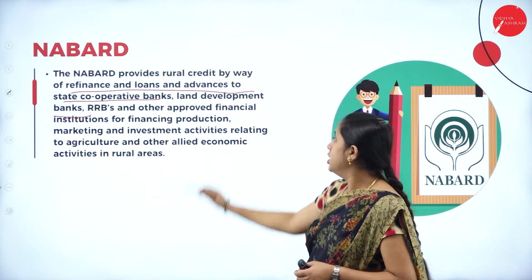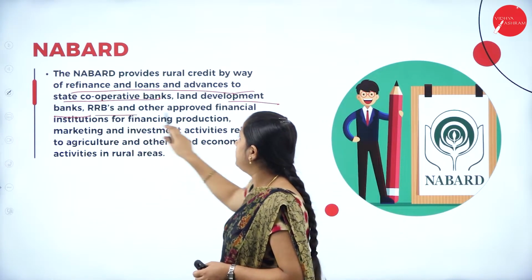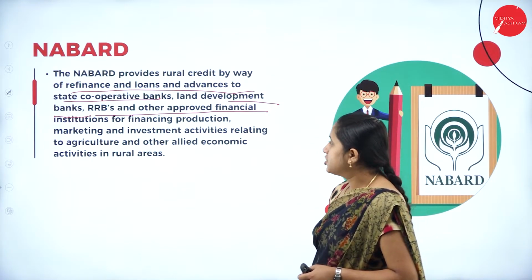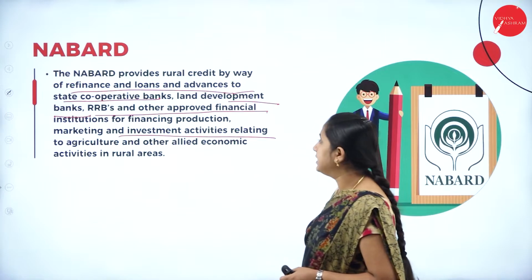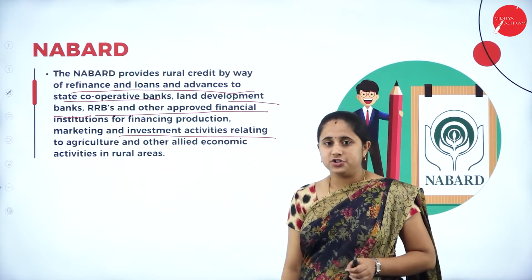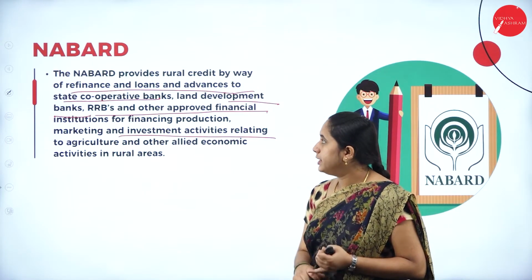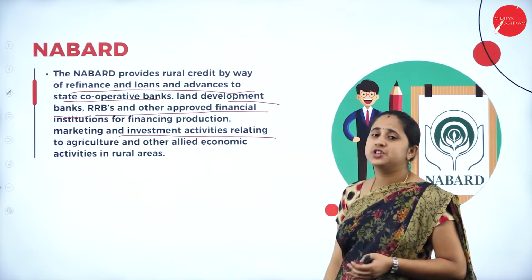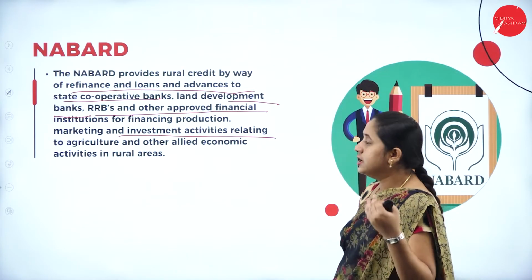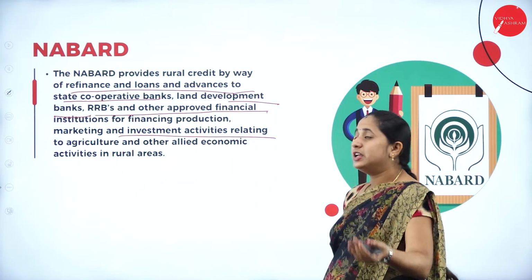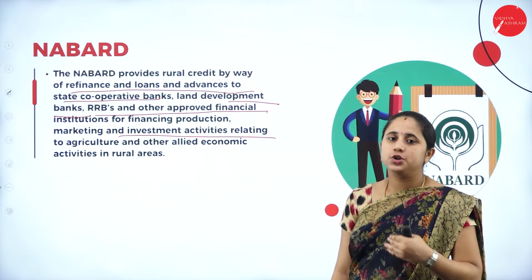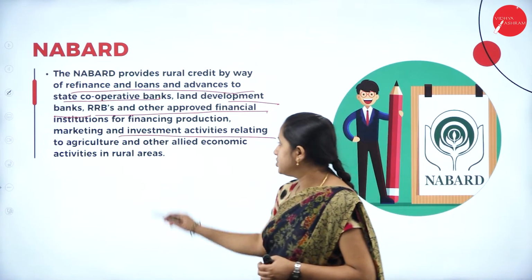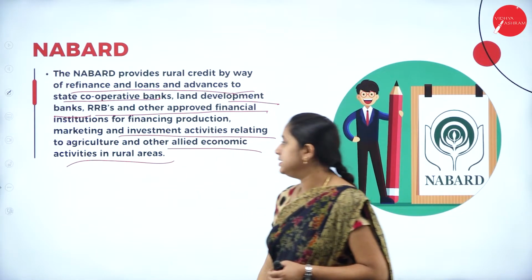Not only through the state cooperative banks, but also through land development banks, RRBs and other approved financial institutions for financing production, marketing and investment activity related to agriculture. Through these institutions, they lend money for agricultural purposes, to agriculture and other allied economic activities in the rural area.